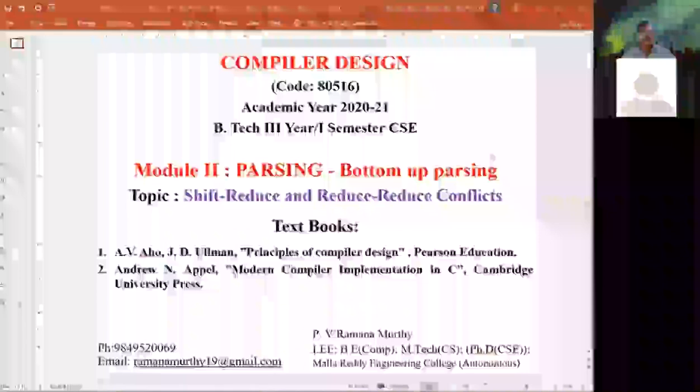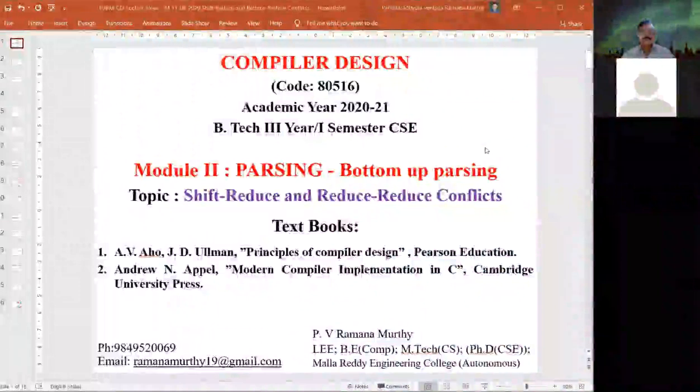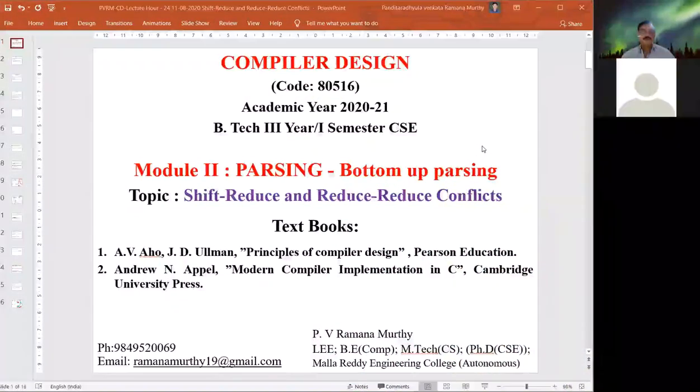We covered till now the various parsers, various parser operations. Now it's time to identify the next topic: shift-reduce and reduce-reduce conflicts that may arise during the execution of the compiler, that is, parser generation.